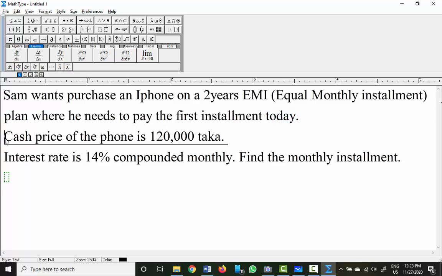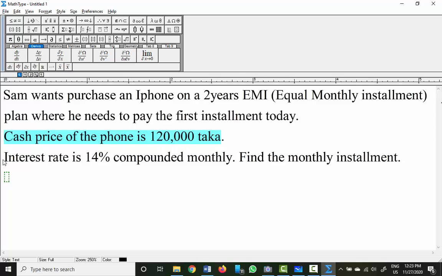The cash price of the phone is 120,000 taka. If you buy the phone by paying cash, the price is this one. But you are not buying on a cash price, you are buying it on an EMI plan. So this amount will be considered as the loan amount for the EMI plan, as if you have borrowed this amount from the company to buy the phone.